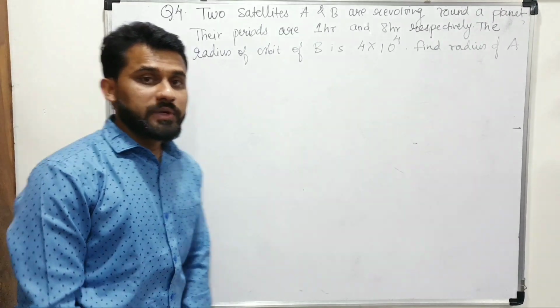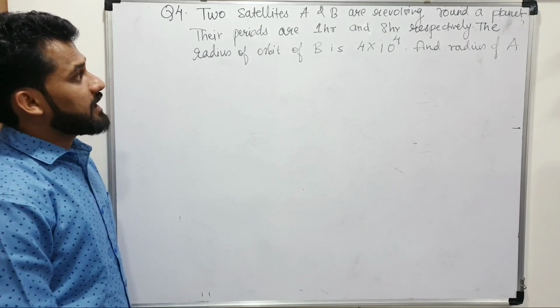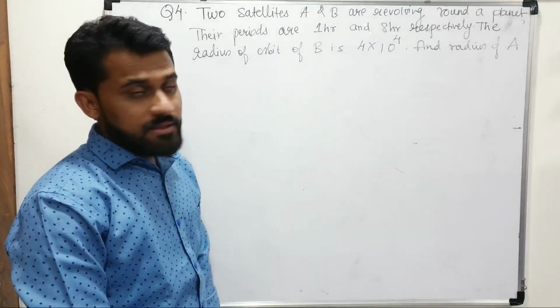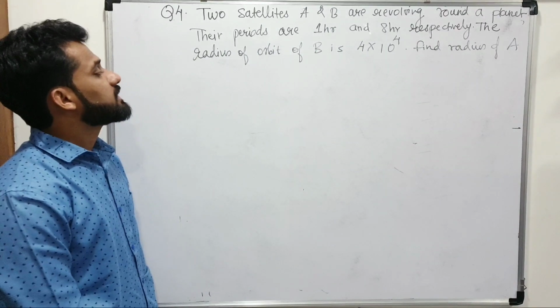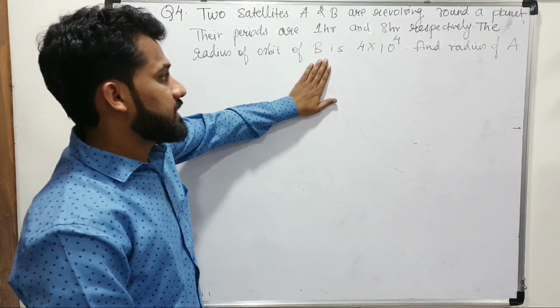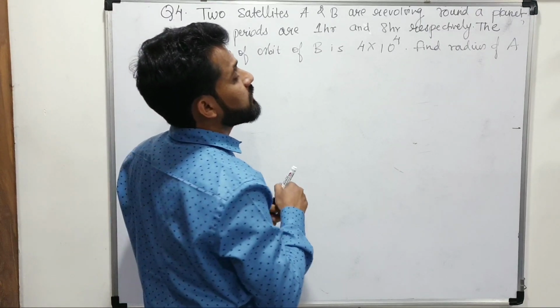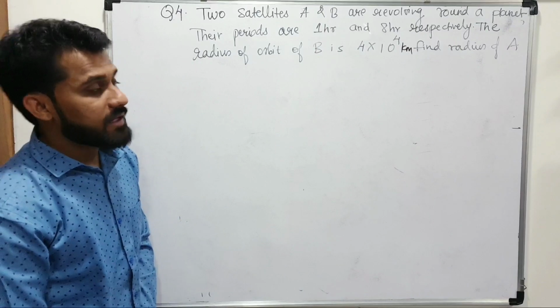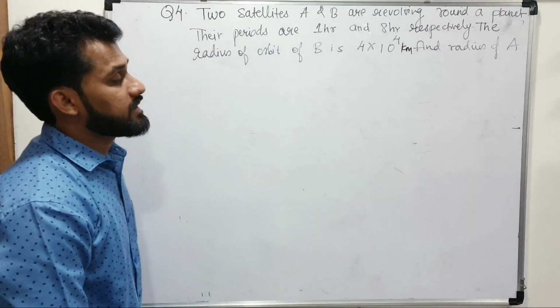The next question is question number 4. Two satellites A and B are revolving around the planet. The periods are 1 hour and 8 hours respectively. The radius of orbit of planet B is given 4 into 10 raised to 4 kilometers. Then what will be the radius of planet A? The orbit of planet A is asked.